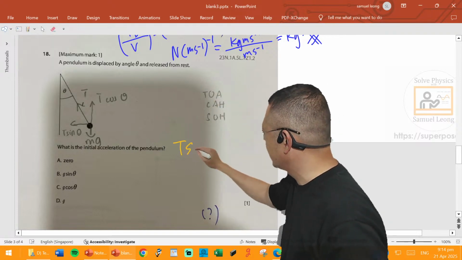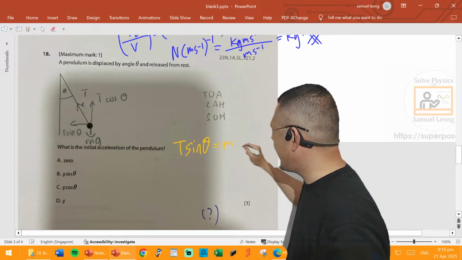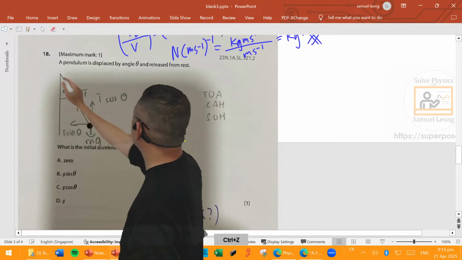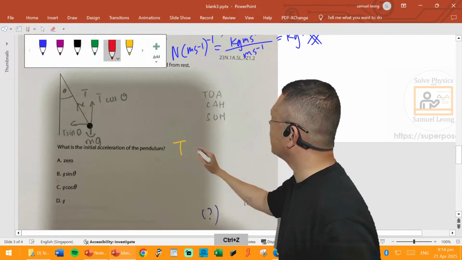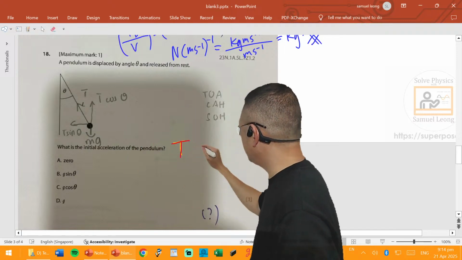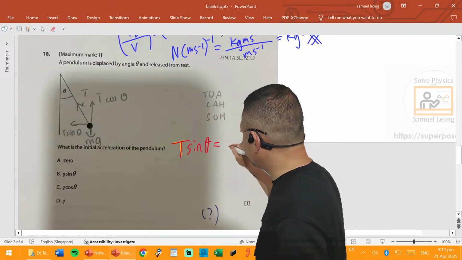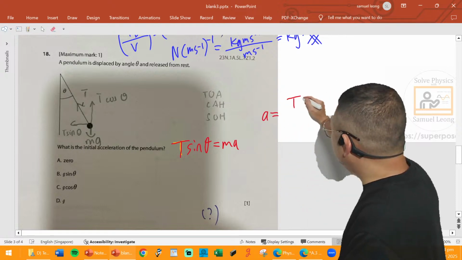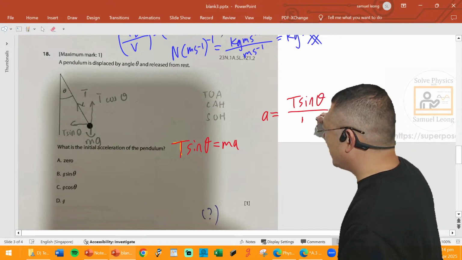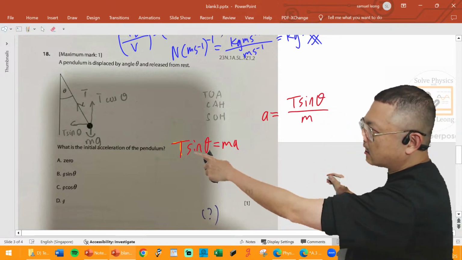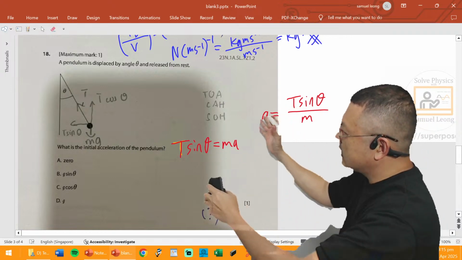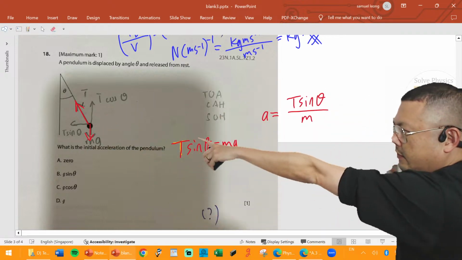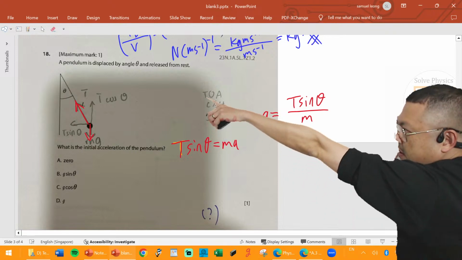So T sine theta equals MA. Oh, the font is bad. Hang on, let me just change the color. Okay. T sine theta equals MA. Well, technically A equals T sine theta over M, because that's the resultant force, right? You pull it and then you let go. There's only two forces, so the forces drawn are correct, T and mg. So the resultant force is T sine theta. That's for sure because theta is given up there.